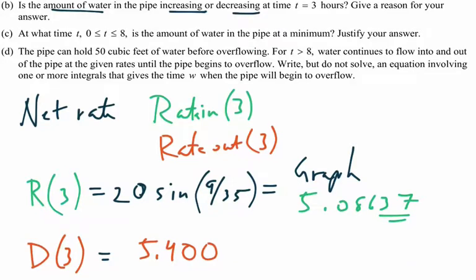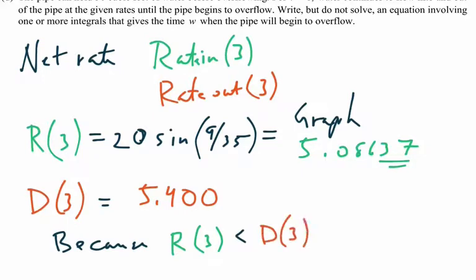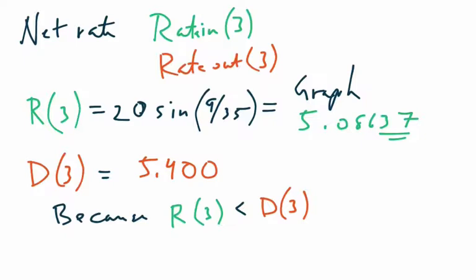Sweet. Oh, and then because it says give a reason for your answer, you need to write a sentence. So, because, and now you can't say rate in and rate out. You actually have to write which rate. Because R of 3 is less than D of 3, that's the key that you need to include.